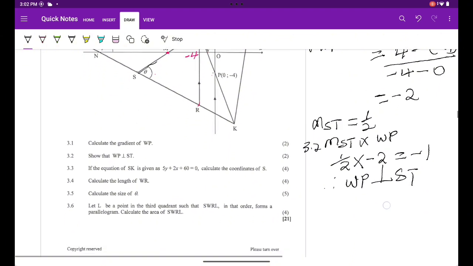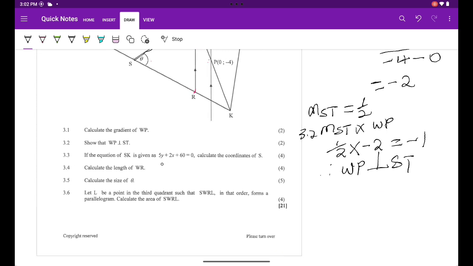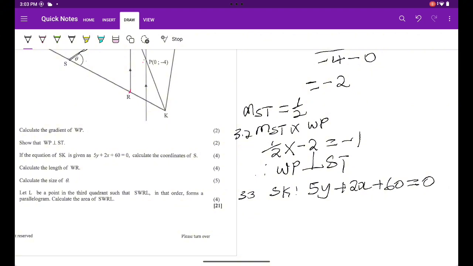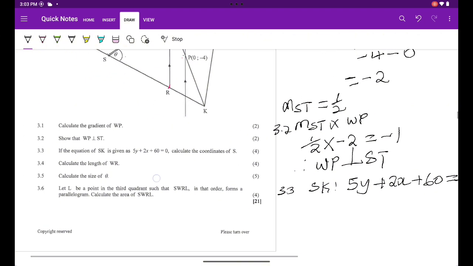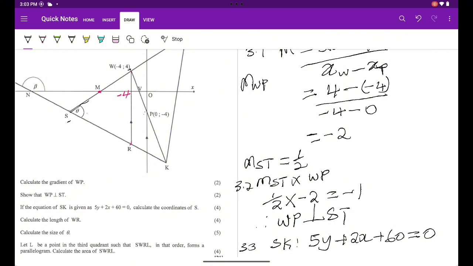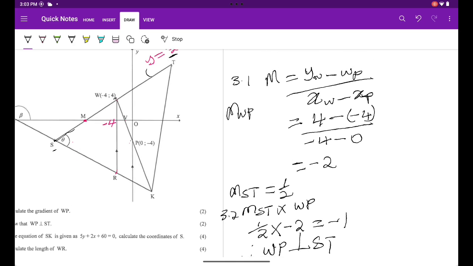Now let's go to 3.3. If the equation of SK is 5y plus 2x plus 60 equals 0, calculate the coordinates of S. At S, our line SK meets our line ST, and we have both lines, so we are simply going to do simultaneous equations.